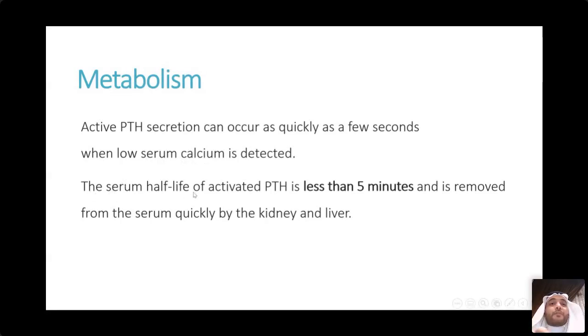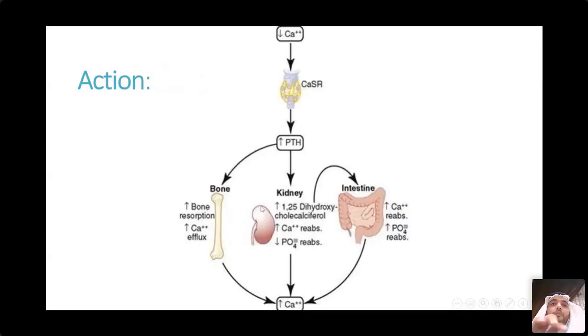The serum half-life of the active parathyroid hormone is less than 5 minutes, and some references mention around 2 minutes, and it's removed from the serum quickly by the kidney and the liver. From our side, we can use this in surgery, parathyroidectomy, for adenoma and carcinoma. We can send the parathyroid hormone at the time of the surgery to see if the adenoma is removed or not.